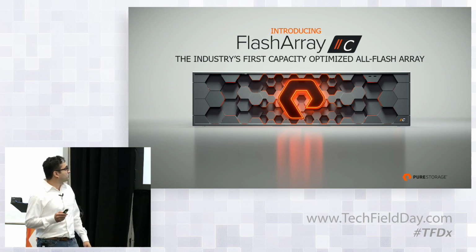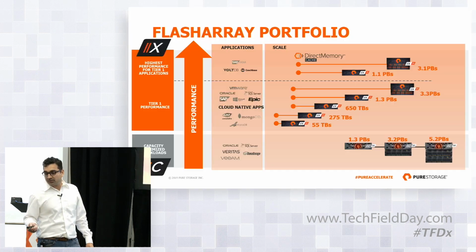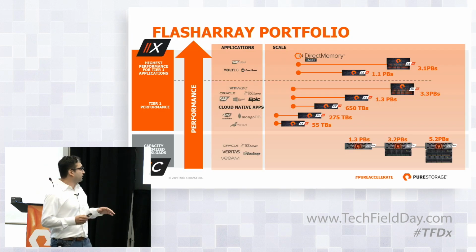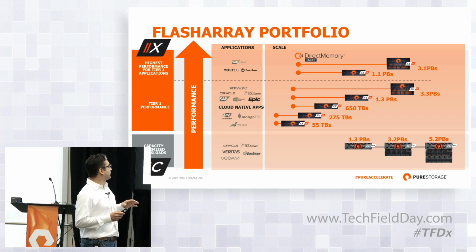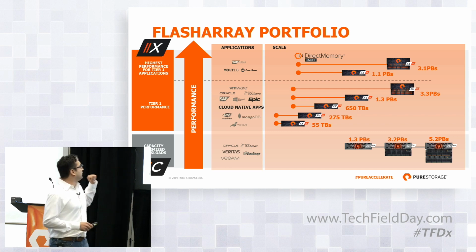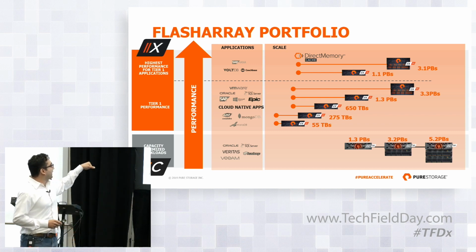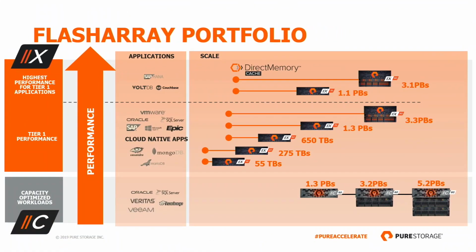With those two announcements, what it does to our product portfolio is it expands the spectrum. On the top, you have DirectMemory expanding use cases into the performance realm. And at the bottom, FlashArray//C can address all the use cases outside of Tier 1. A lot of our customers have been giving us this feedback, and we are very happy to enter this space as well.